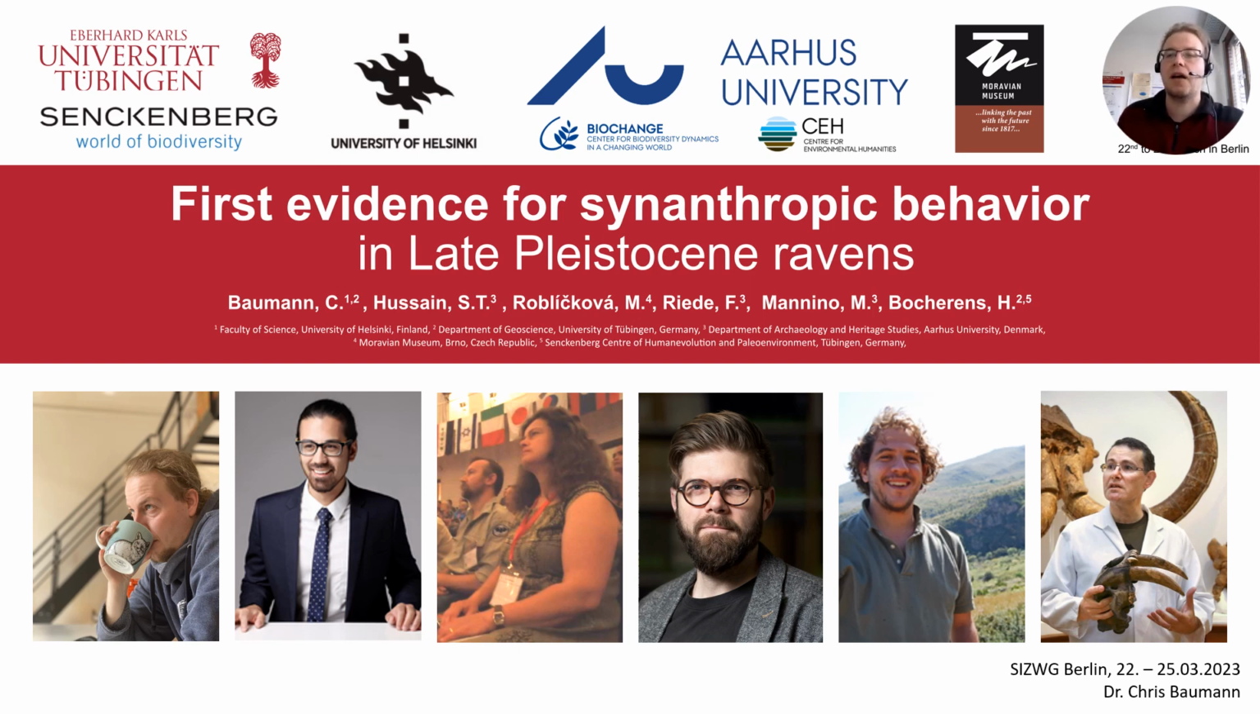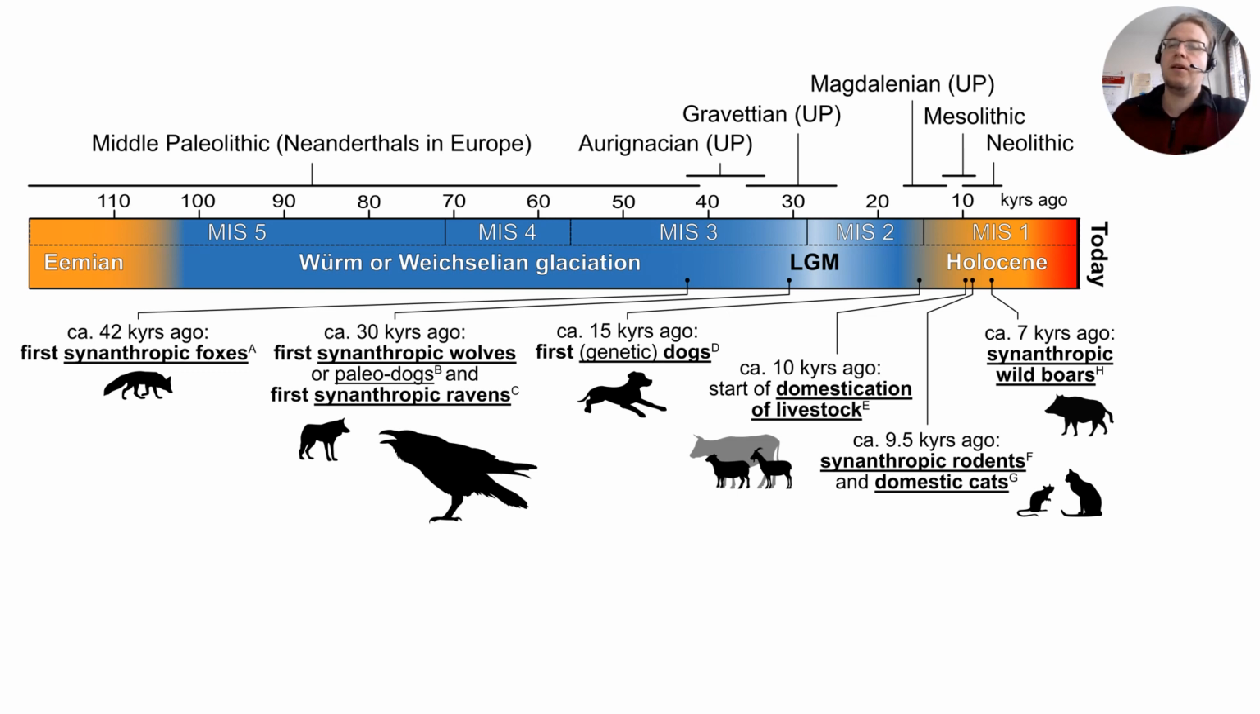My name is Chris Baumann and I will talk about the first evidence for synanthropic behavior in late Pleistocene ravens. Synanthropic behavior means that animals have adapted to survive in a human-made environment. We see this behavior right in our own backyards, in the cities and villages all over the world. Everywhere, pigeons, crows, foxes and rodents have adapted to live among humans. However, this behavior did not occur in the Neolithic with the first permanent houses and villages, but much earlier.